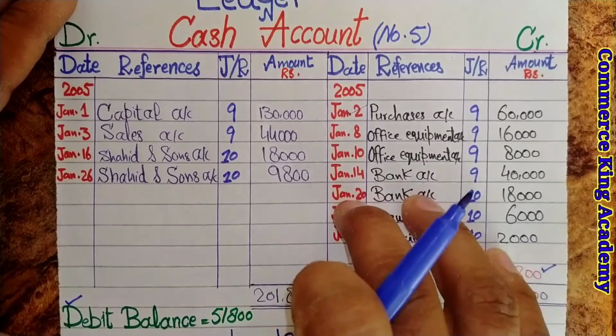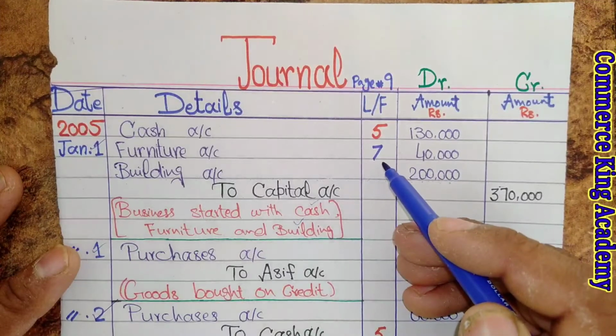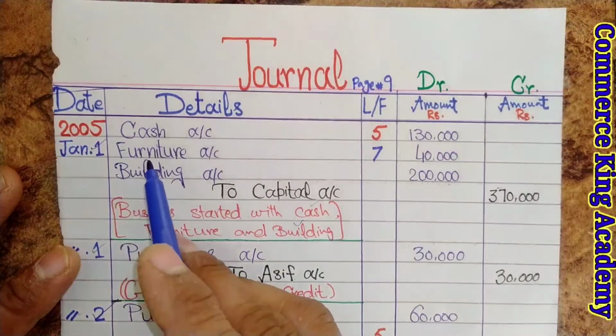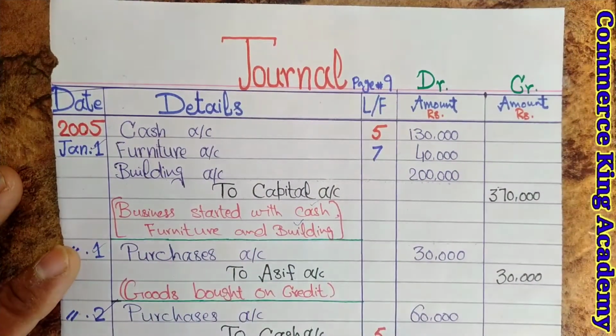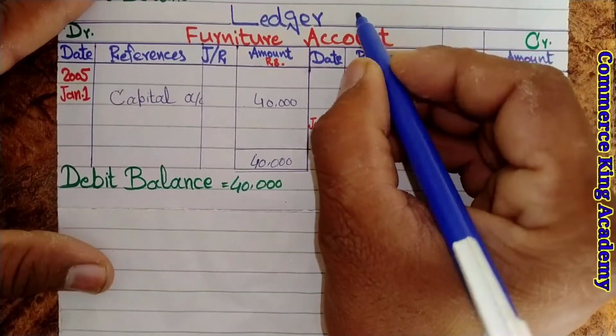So after completing the first account, the cash account ledger, now we will move toward making the next ledgers of the next accounts. Our next account is the furniture account with ledger folio number 7. So furniture account debit by capital account. Okay. This is the ledger account of the furniture account with ledger folio number 7.